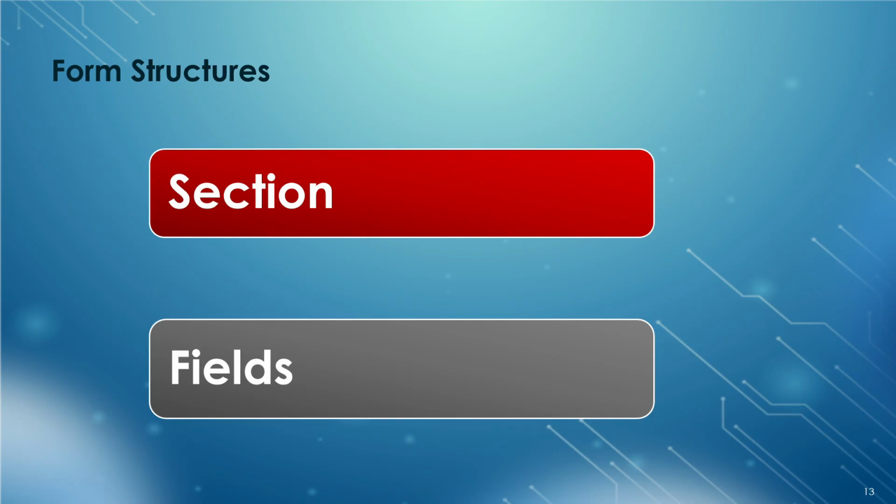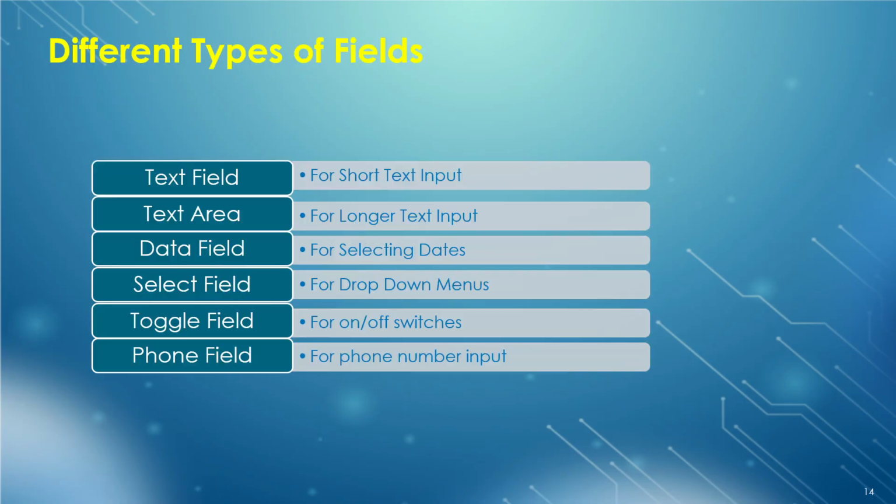Whereas fields are the individual data collection points. So it is an input place where users are going to provide their information. As you can see from this slide, we have different fields that we can use for multiple scenarios, and we can use them to get different kinds of input from the users.